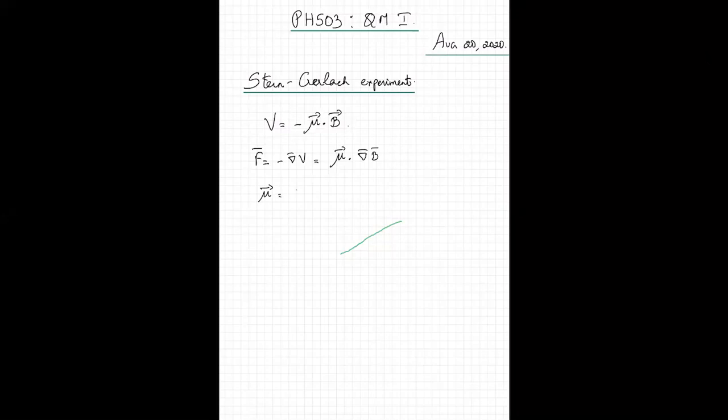The magnetic moment is given by e over mc, where e is the charge of the electron and m is the mass of the electron, times the spin vector s. The spin is an intrinsically quantum mechanical phenomenon. There is no way to explain the spin angular momentum classically.